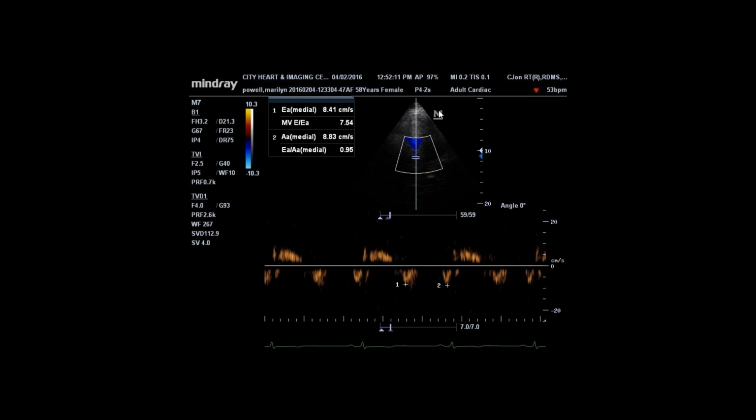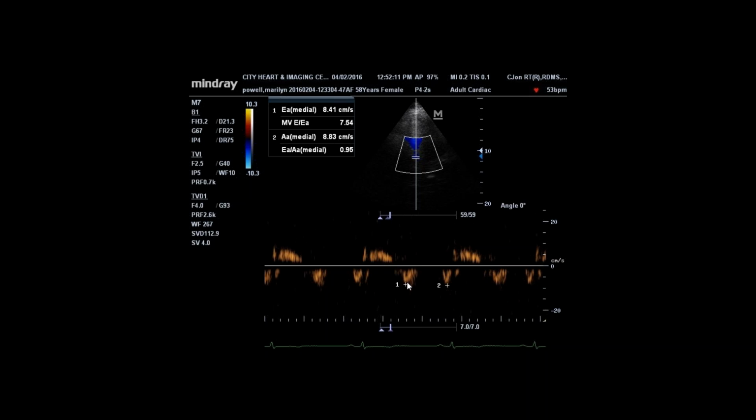Your transducer is right here. Your sample volume is right there. In systole, that medial mitral annular plane moves up because it's above the baseline. In diastole, it moves down. This is what we call S prime. It suggests the mitral annular plane moving upwards in systole and moving downwards in diastole.